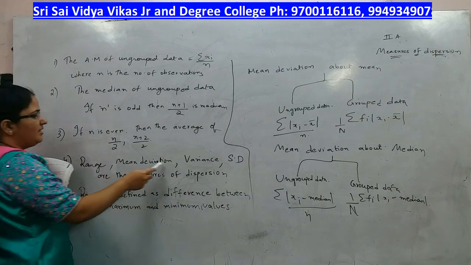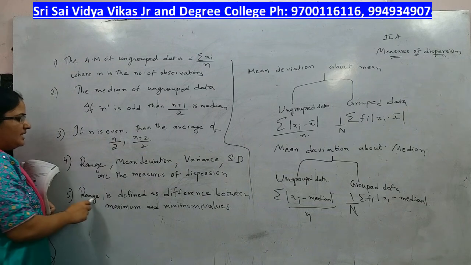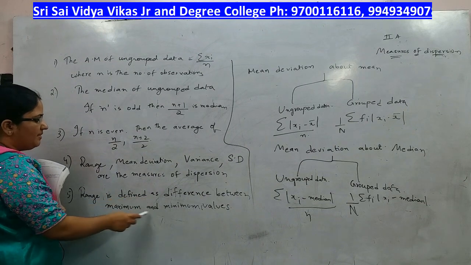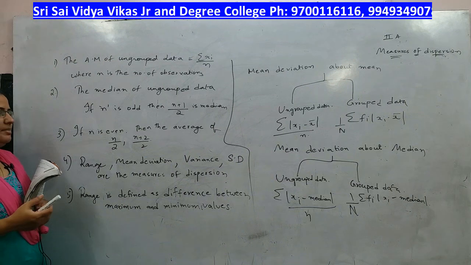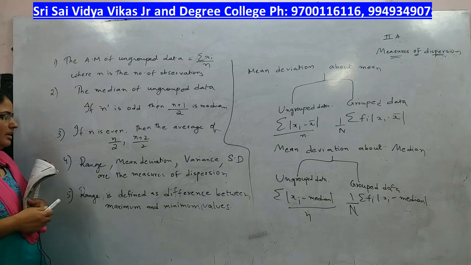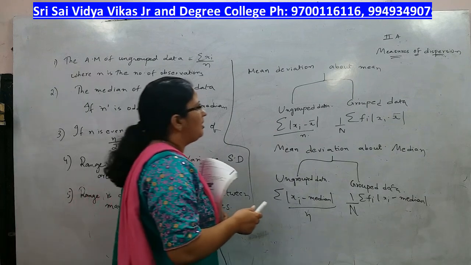Range, mean deviation, variance, standard deviation, all these are the measures of dispersion. Range is defined as the difference between maximum value and the minimum value. In a given data, if you subtract minimum value from the maximum value, that will give you the range. Next, mean deviation about mean.